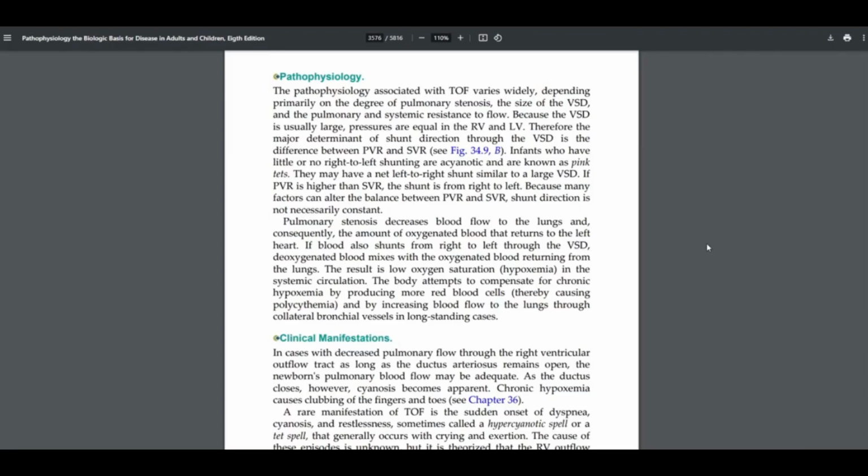Pulmonary stenosis decreases blood flow to the lungs and consequently the amount of oxygenated blood that returns to the left heart. If blood also shunts from right to left through the VSD, deoxygenated blood mixes with the oxygenated blood returning from the lungs. The result is low oxygen saturation, or hypoxemia, in the systemic circulation. The body attempts to compensate for chronic hypoxemia by producing more red blood cells, thereby causing polycythemia, and by increasing blood flow to the lungs through the collateral bronchial vessels in long-standing cases.